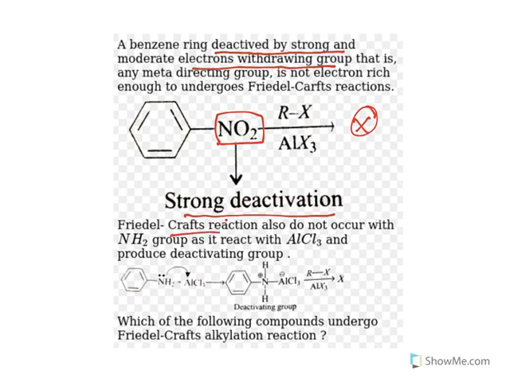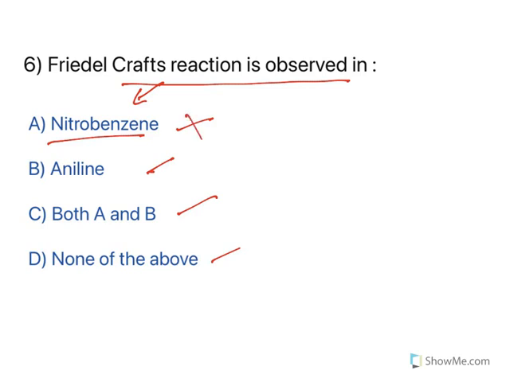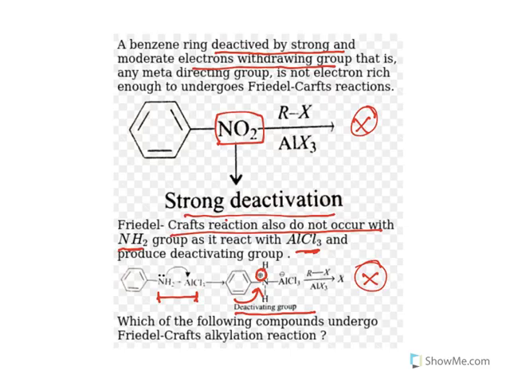Second one, Friedel-Crafts reaction also does not occur with the amine group because it reacts with AlCl3. See, this amine is reacting with AlCl3 and it is forming a deactivating group. Why? Nitrogen will have a positive charge, so it essentially becomes electron withdrawing. So here also the reaction will not occur. See the tricky thing, nitrobenzene no, aniline no. So Friedel-Crafts is observed with none of the above. You need to understand the reasons. Students can guess this easily because it is deactivating, but here the amine is reacting with AlCl3 and no reaction occurs.